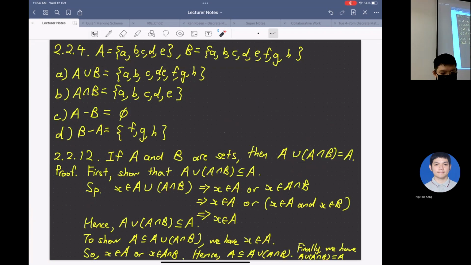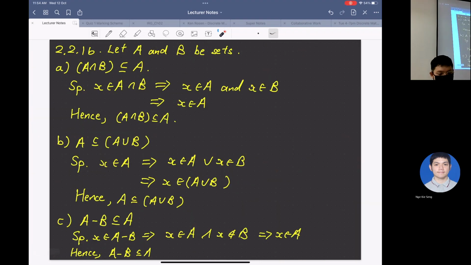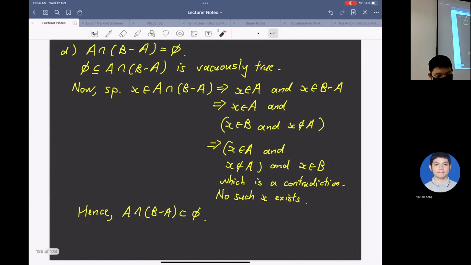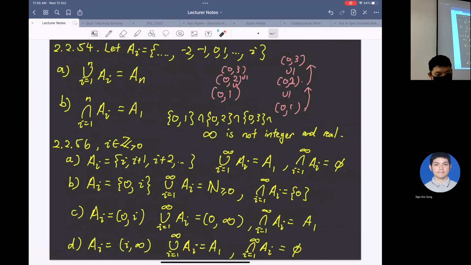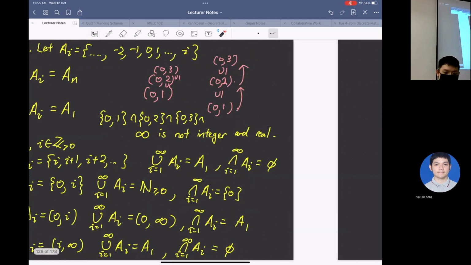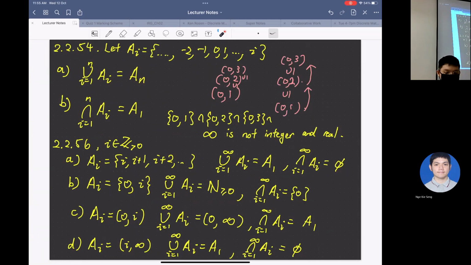And then 2.2.4 is a standard question. And then 2.2.12 is what I want you to learn, how to show set equalities using set inclusion. This one you must know how to show. And then 2.2.16 is also an exercise to show set inclusion. And then 2.2.54 is a similar example to the cluster. If you don't have any questions, then we can dismiss. If not, you can ask.